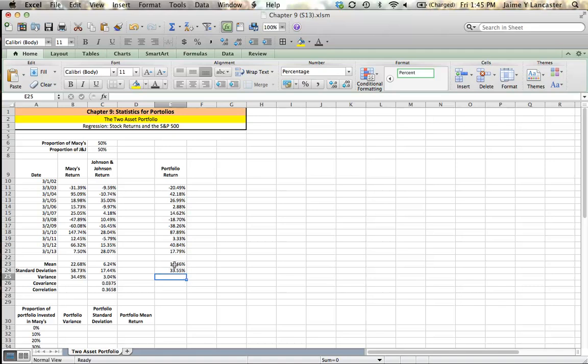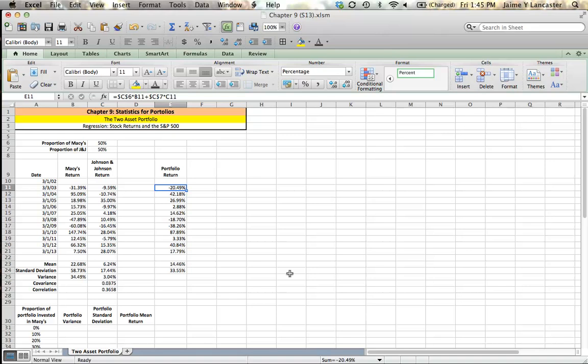In other words, we might have averaged 14%, but we would have had returns as high as 87%, and we would have had losses of 20%. So it's not very predictable, otherwise known as being very risky. There is a lot of risk.